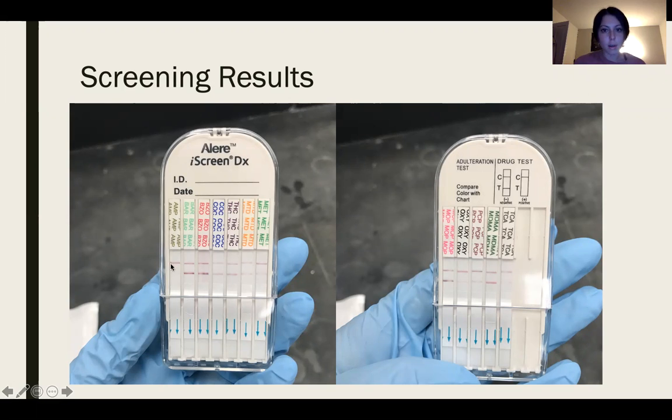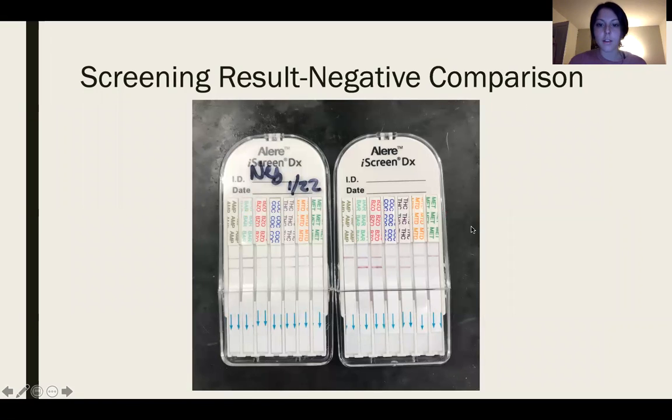Right here you can see the column for amphetamines, and if it was a negative result, there would be two clear lines here like all the other drugs showed, but there was a missing second line. So the test was positive for amphetamine, and here is a comparison of my dipstick test compared to all negative results. So right here you can see the two lines, missing a line here, so that is a positive result for amphetamine in the screening.